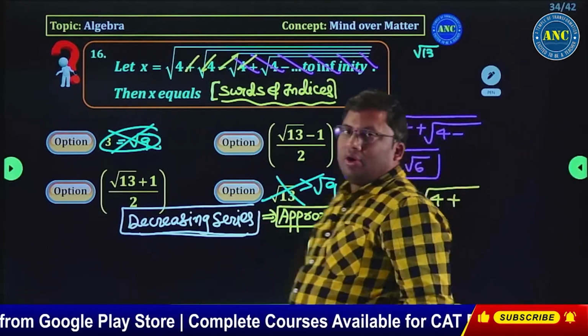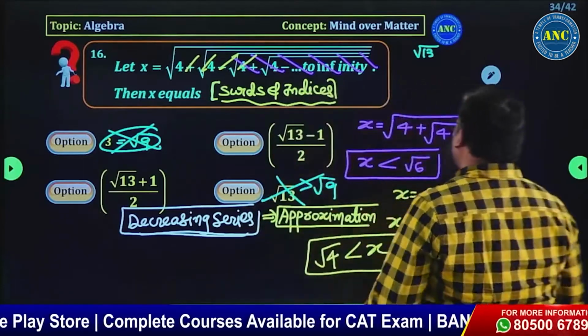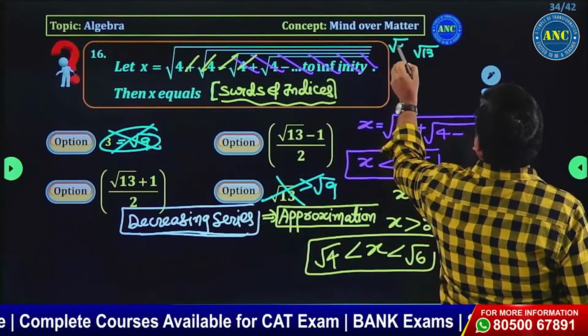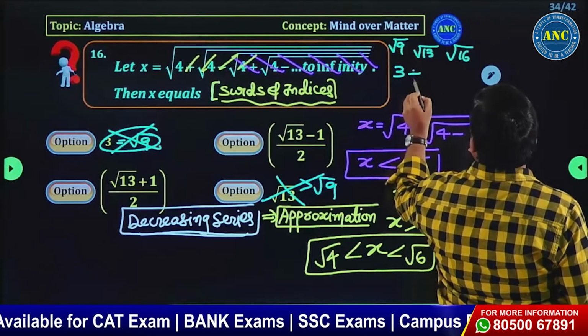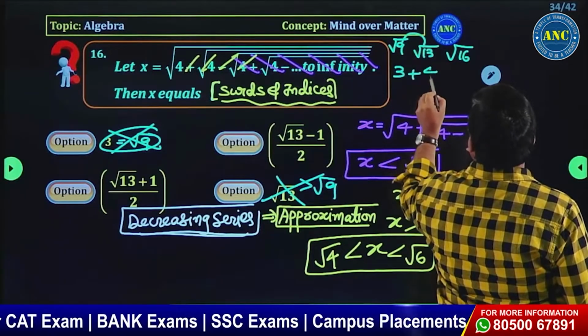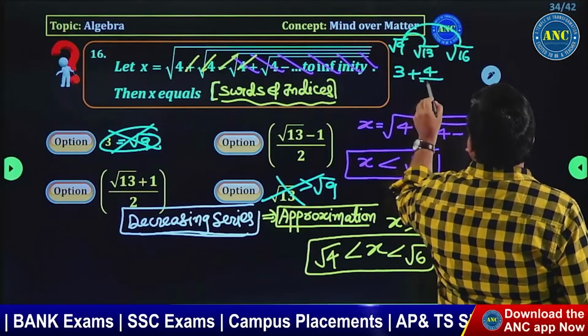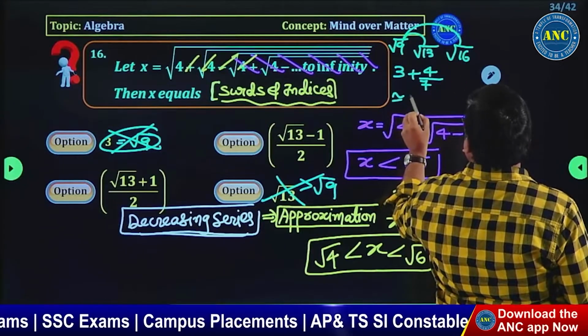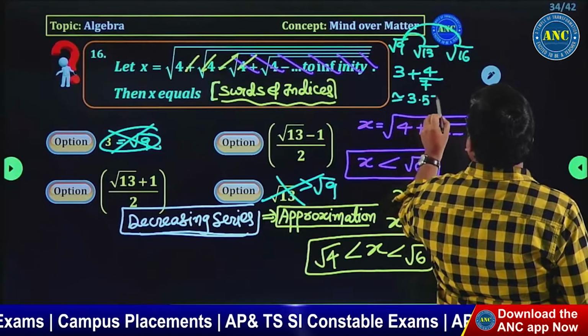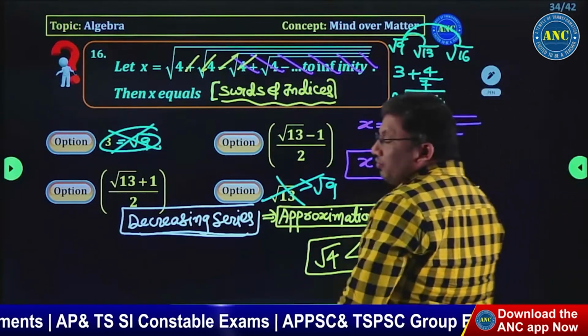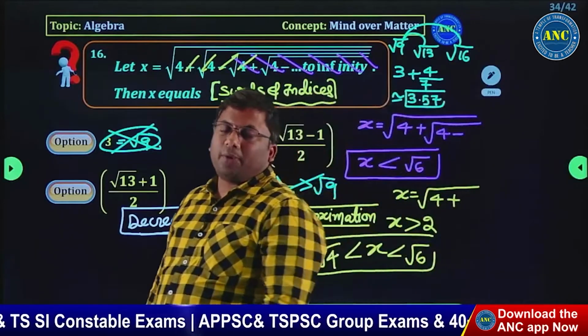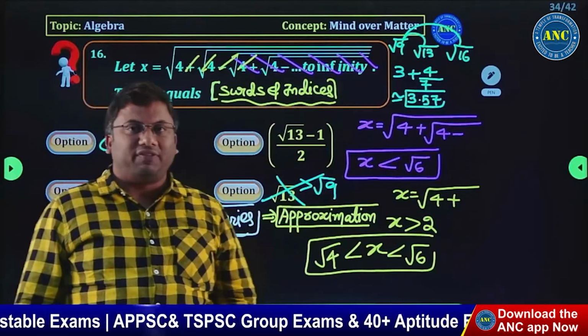Step number 1: root 13 lies between which two squares? Root 9 and root 16. Root 9 is 3. The difference between 13 and 9 is 4. The difference between 16 and 9 is 7. Approximately, it is closer to 3.57. This is how you find the approximate value of a non-perfect square.